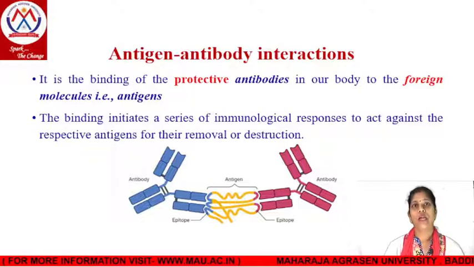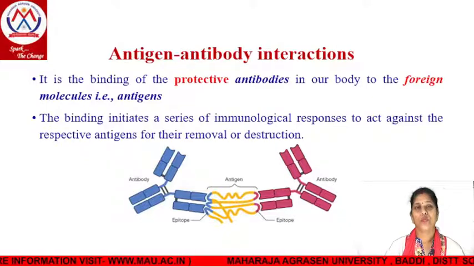This image is showing how an antigen and the antibodies are interacting with each other. You can see the yellow structure, that is the antigen, and the point at which the antigen binds to the antibody is known as the epitope, and the blue and the red ones are different antibodies, and these antibodies bind to the antigen through the paratope.